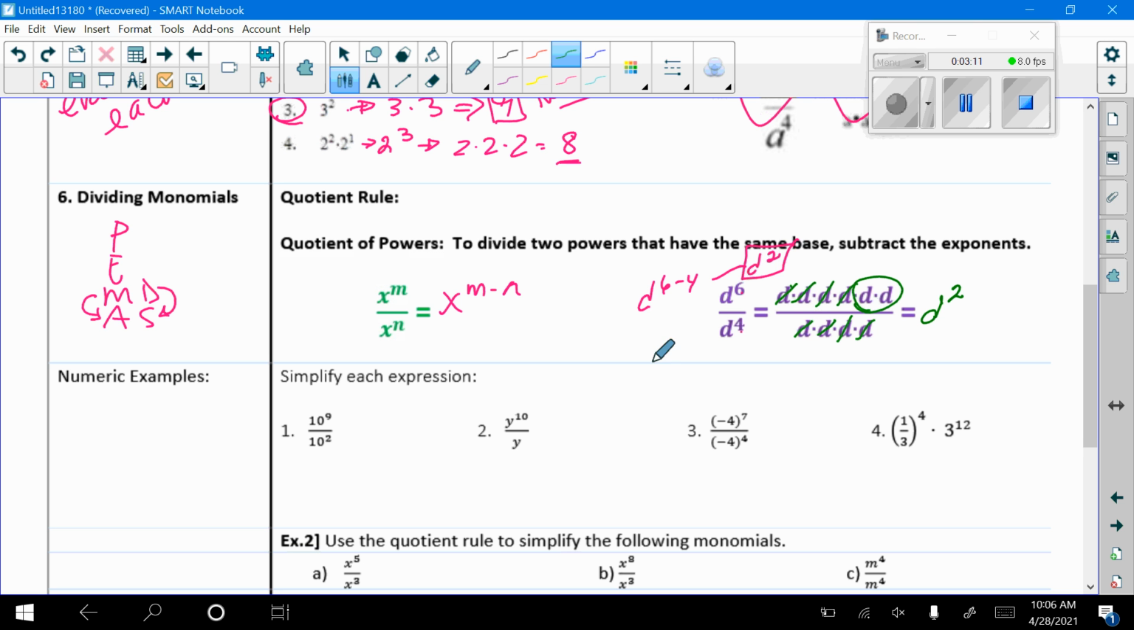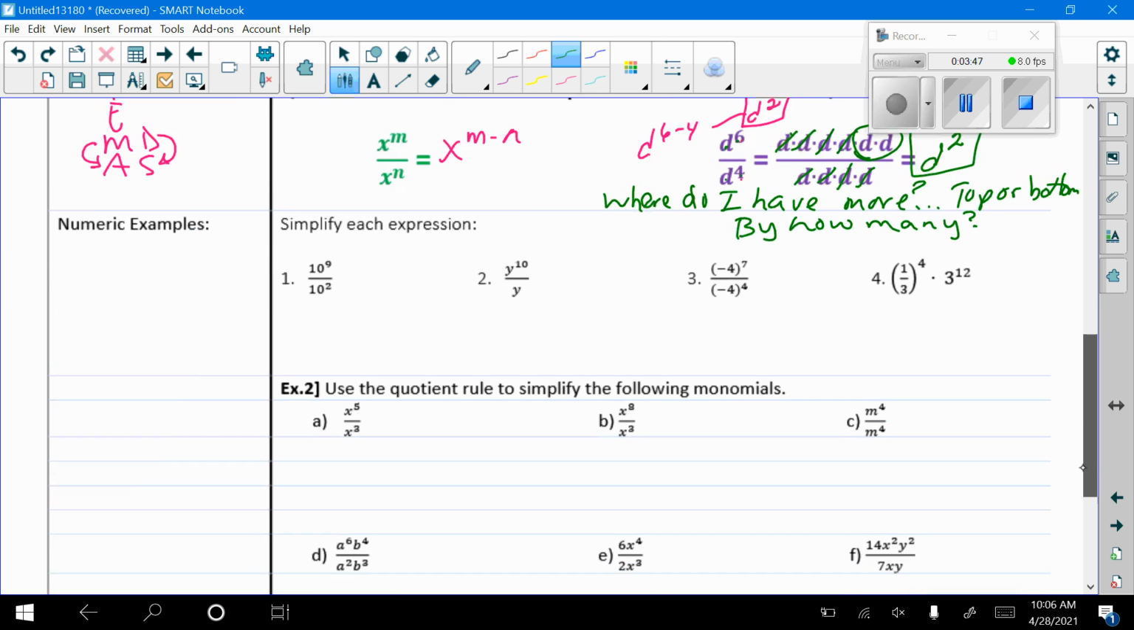Another thing you can do is say, where do I have more? It's a fraction, so where do I have more, meaning top or bottom of the fraction? And then by how many? So basically I said I've got d to the 6th and d to the 4th. Where do I have more? Top or bottom? Well, top, because there's 6 of them. How many more? Well, 6 minus 4 is 2, so d squared.